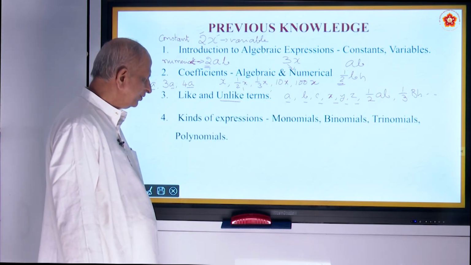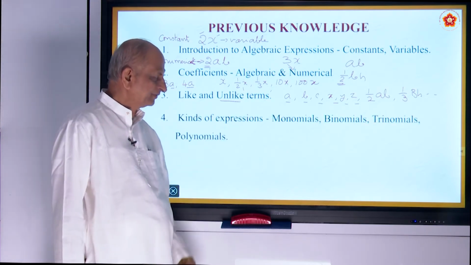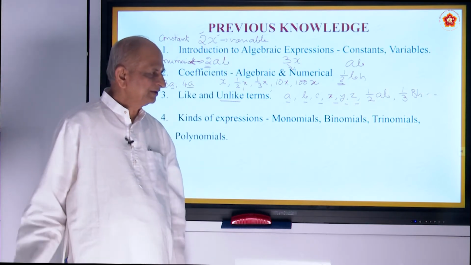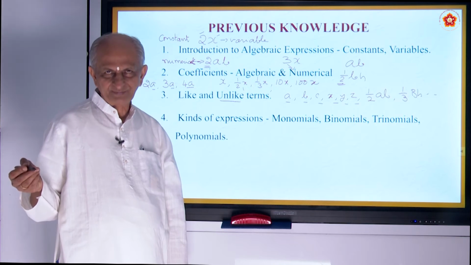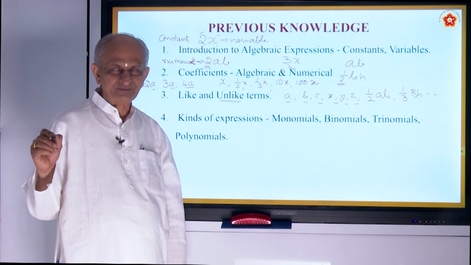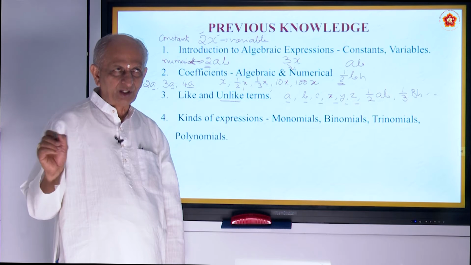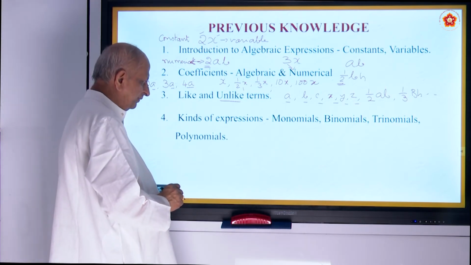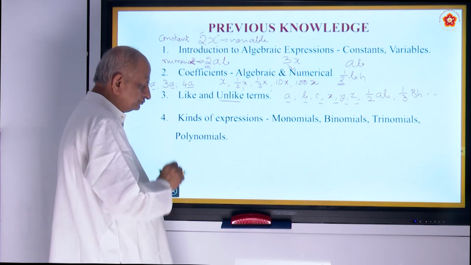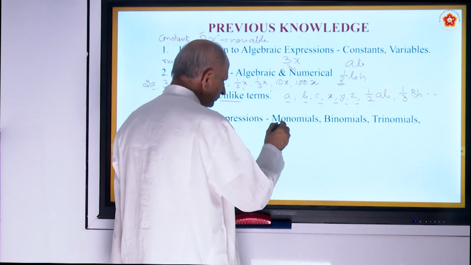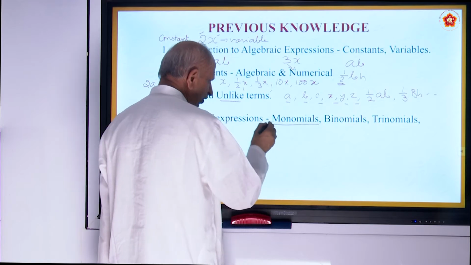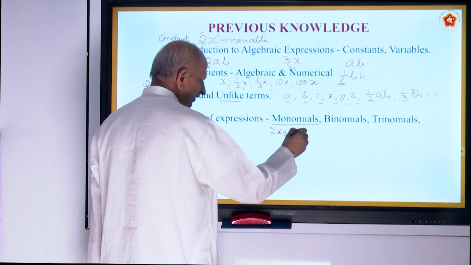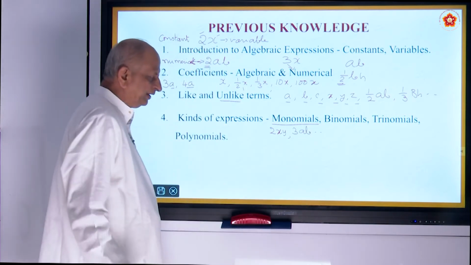And also you have studied about kinds of expressions. Now what is an expression? Algebraic expression means two or more terms which are connected to each other with operations. For example, there are four kinds here. One is called monomial. So for example, 2xy is a monomial, 3ab is a monomial, etc., which contain only one term.